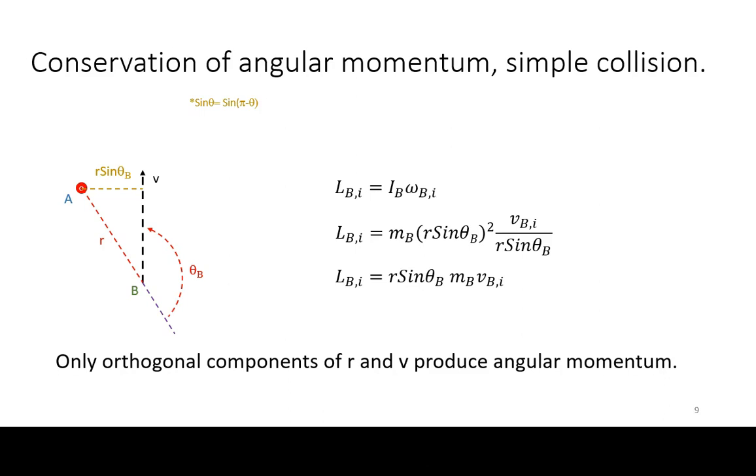For the point mass B in this example, the angular momentum is equal to the product of its linear momentum and the component of its radial argument orthogonal to the velocity. For viewers with a calculus background, this is the cross product between the radial vector and the momentum vector.